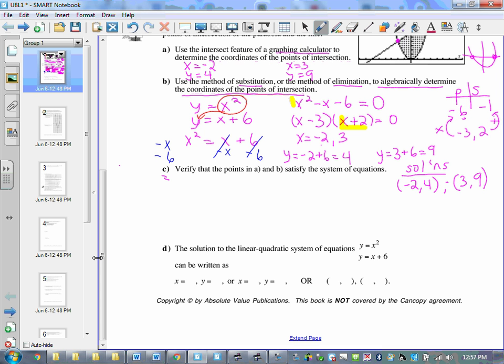Okay, next step is asking us to verify. So we're going to have to do this twice. Let's verify, we're going to check our point (-2, 4). So we'll do a left side and a right side for our first equation, y equals x squared.